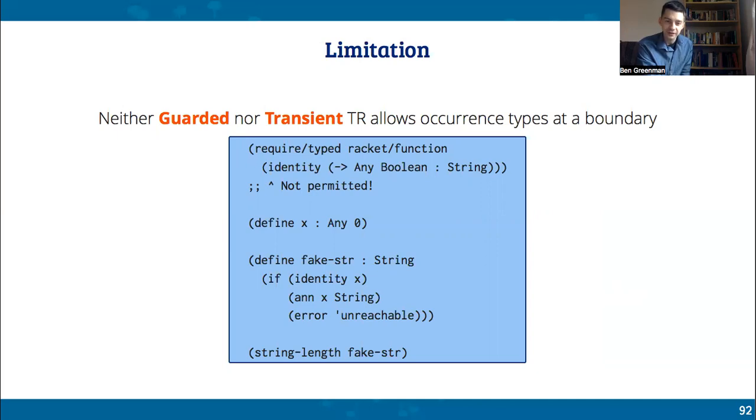And then if this program could run without raising an error up until the final line, then we would be taking the length of the number 0, the string length of 0. And that's not good. When the type-directed optimizer runs and replaces that string length with a fast operation, it's going to do undefined behavior. We're likely to get a seg fault, taking the string length of 0. So we want to catch this program early. And unfortunately, the limitation is both guarded and transient have to stop it right at the boundary. They can't allow identity to cross, or anything to cross with an occurrence type. We stop it before. So now that's all the extra slides.